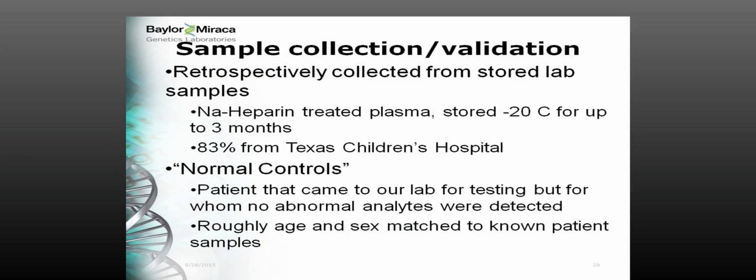So when we started this process, what we did is we opened up the freezer and pulled out a whole bunch of stored samples on individuals with known inborn errors of metabolism, as well as a series of normal controls. And I have this in quotes because these are individuals that we had done testing on in our lab for various things and had normal test results, although obviously if people are sending a sample to a biochemical genetics lab, they're probably not entirely normal. And we did try to age and sex match the control population.